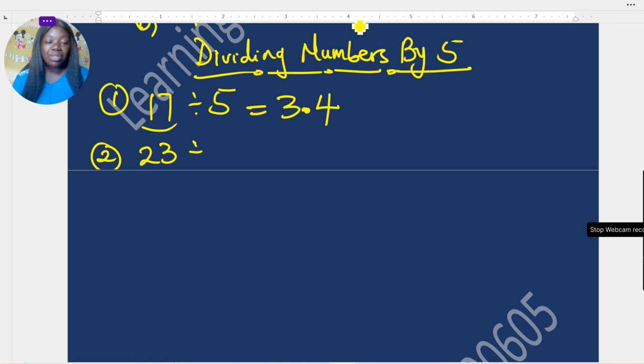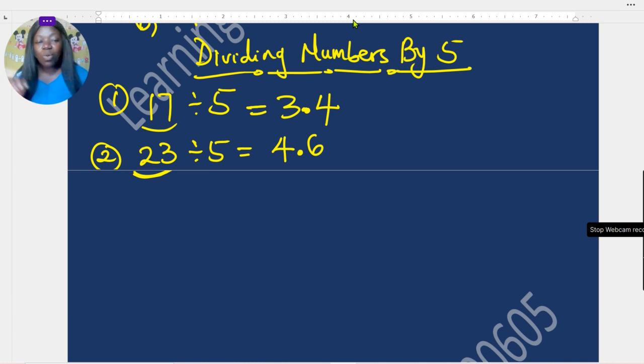Now let's see another example. What if it is 23 divided by 5? Just double 23, okay? You will have 46. Then introduce a decimal point before the last digit. The last digit here is 6. Then before 6, write your decimal point. So the answer is 4.6. So 23 divided by 5 is equal to 4.6.